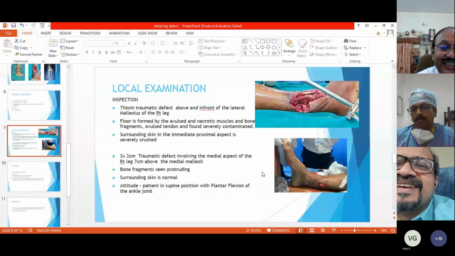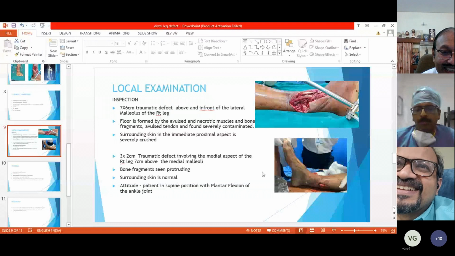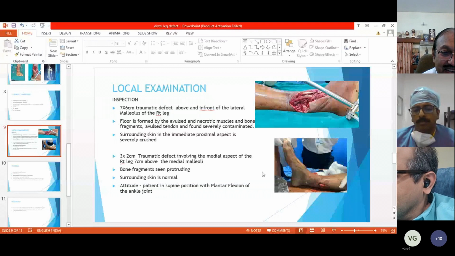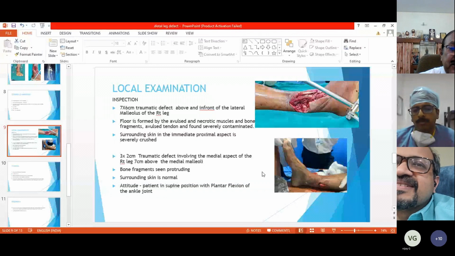No, sir. The Ganga protocol is that a senior consultant sees the case and takes a decision on what is to be done. We take a consultant from the orthopedic side. I am talking about academic institutions in general, the government academic institutions. You are telling your experience, yes, and it's a fact.